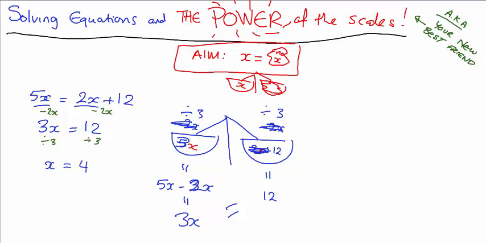Remember, we can check this as well now. So let's put it in. 5 times 4 would equal 20. 2 times 4 would equal 8, plus 12. 8 plus 12 is 20. Yep.